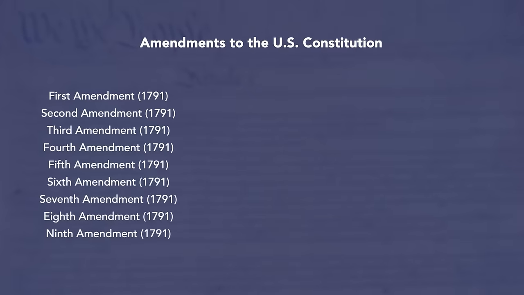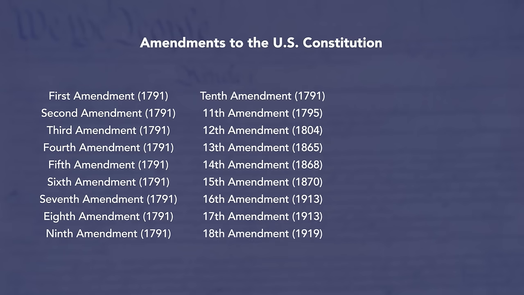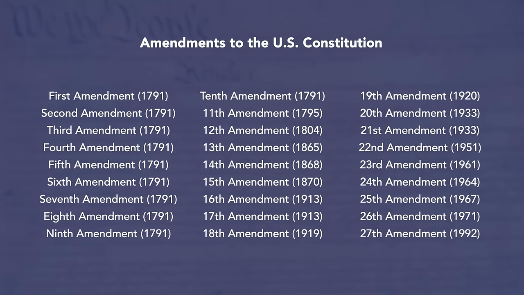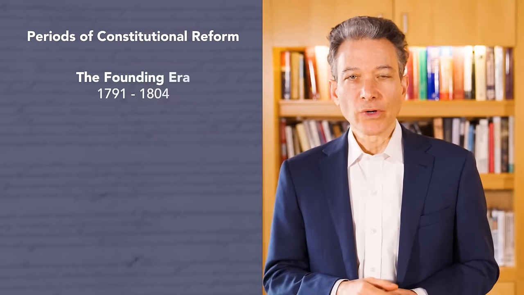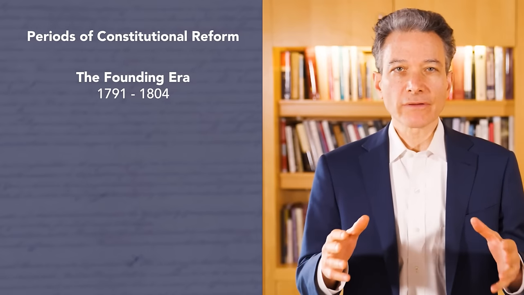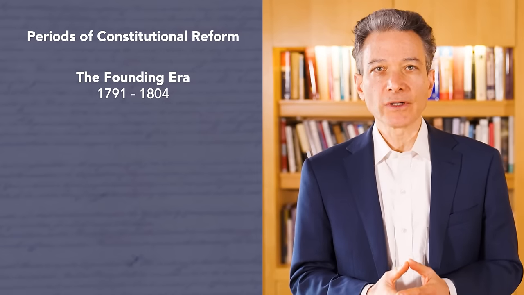All right, now we're going to walk through all 27 amendments. And we're going to talk about four different periods of constitutional reform. We'll begin with the founding era, which gave us our first 12 amendments, including the Bill of Rights.